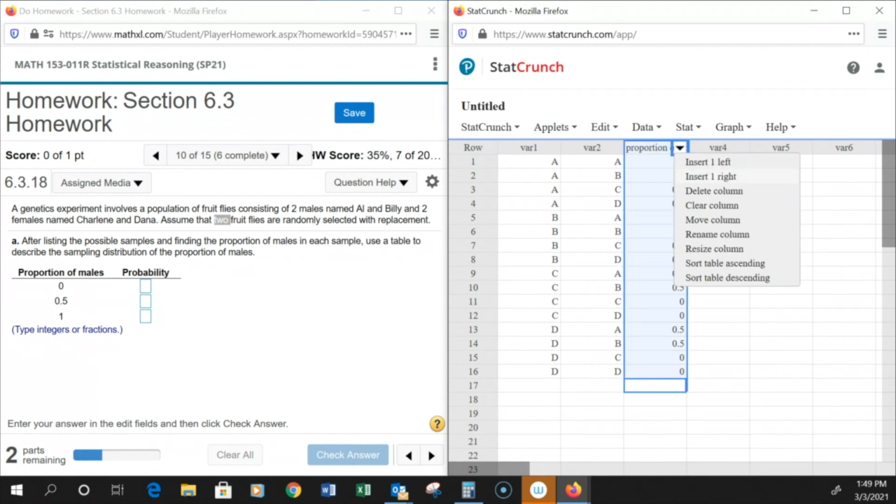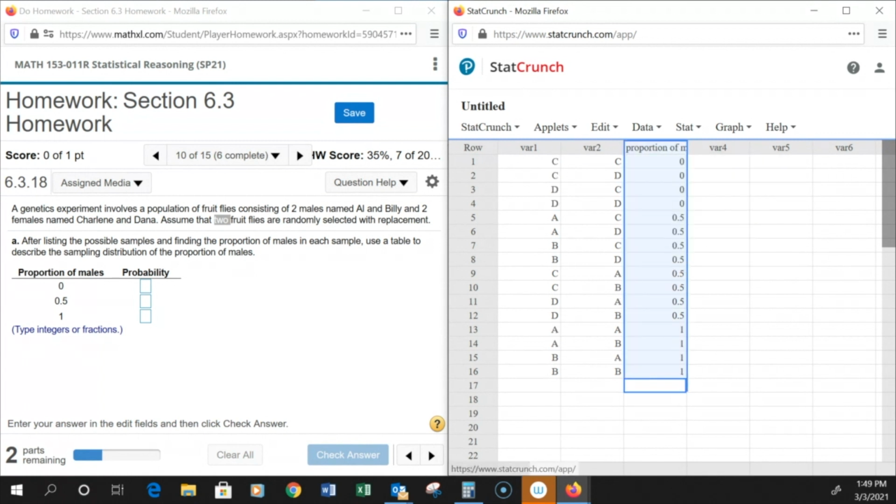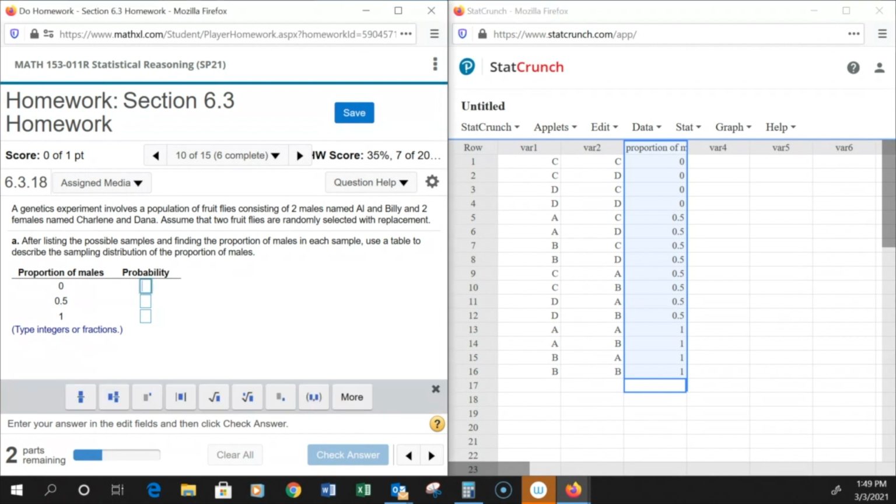So let's put these in order, going up because they start with 0. How many zeros are there? 1, 2, 3, 4. So 4 out of 16, that reduces nicely to 1/4. How many halves are there? Well, it looks like there's 8. 8 out of 16, that feels like 1/2. How many ones are there? 4, that feels like 1/4.